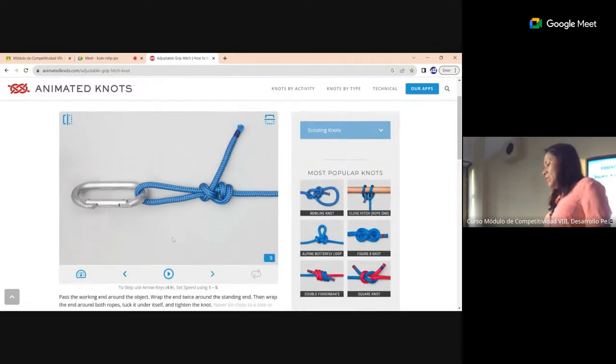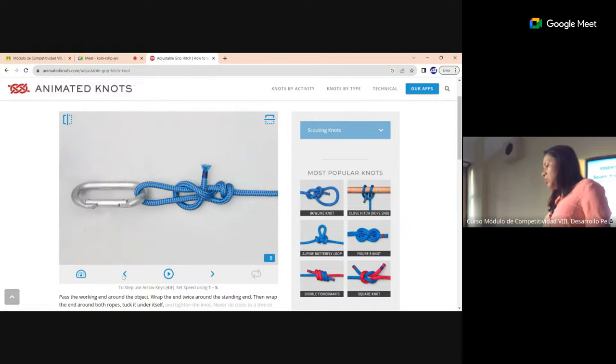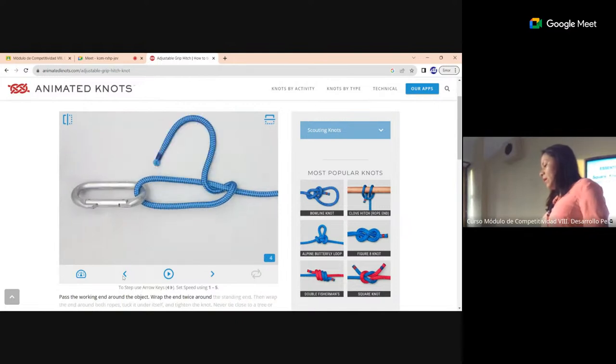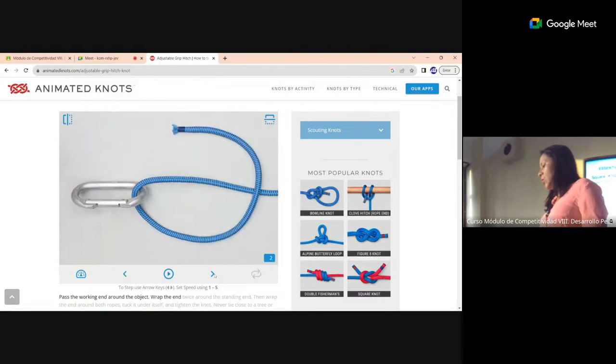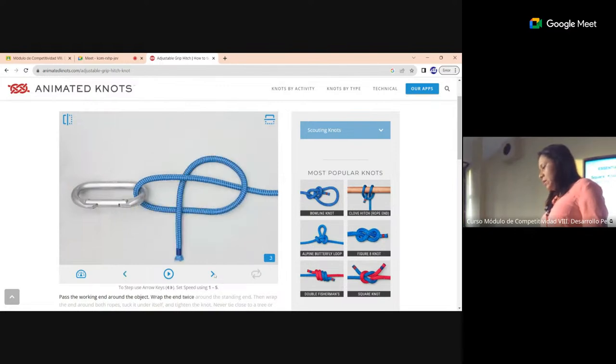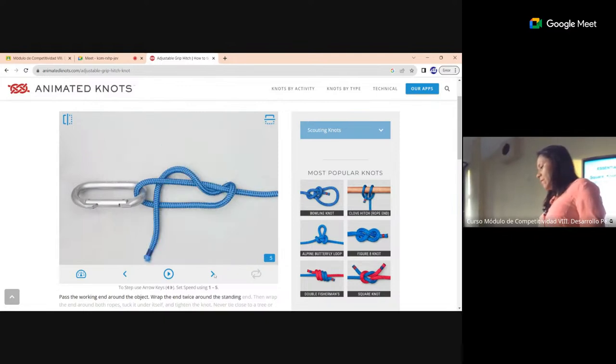And here they give you step by step the technique and how to make knots. So in here, you just have to click and they're going to give it to you step by step, how to, since the beginning, look at this. And you're going to see step by step how to make knots.